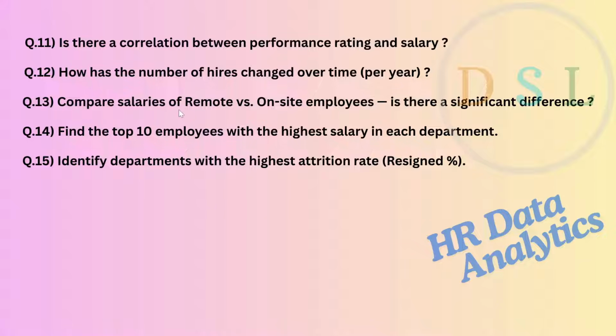And then we have to compare the salaries of remote versus on-site employees, and we have to tell if there is any significant difference in their salaries. Question 14, we have to find out the top 10 employees with the highest salary in each department. Here we have 7 departments and from each department we have to find out the top 10 employees having the highest salaries. In the last question, we have to identify the departments with the highest attrition rate. Okay, so this is an interesting question.